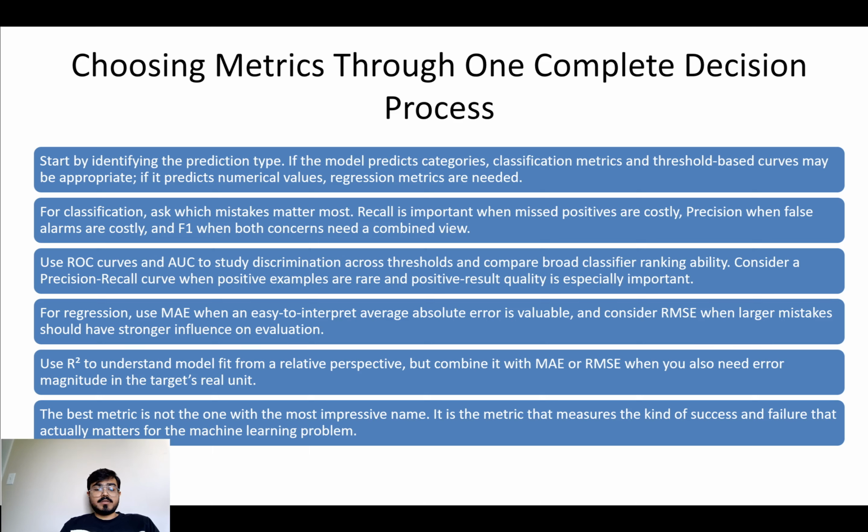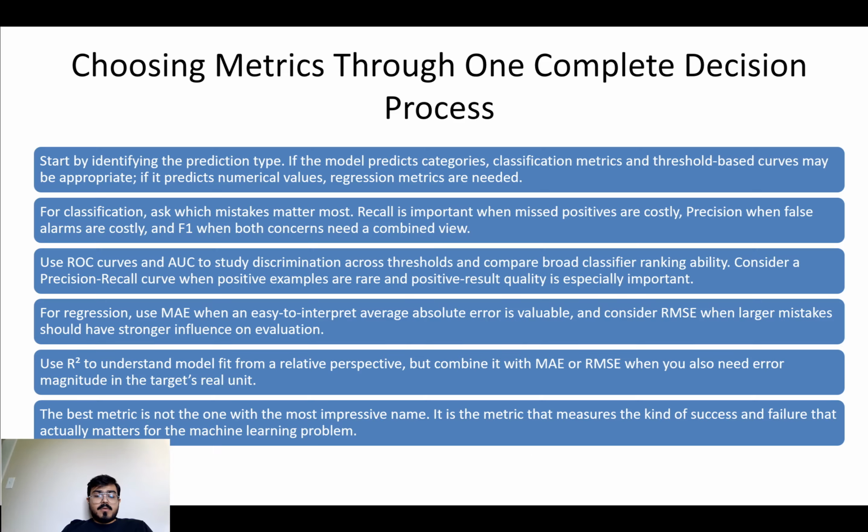If the model predicts categories such as fraud or not fraud, then it is a classification problem. In this case, we use metrics like precision, recall, F1 score, ROC curve, AUC, and the precision recall curves. If the model predicts numerical values such as house prices or monthly sales, then it is a regression problem. For this model, metrics like MAE, RMSE, and R squared are more appropriate.